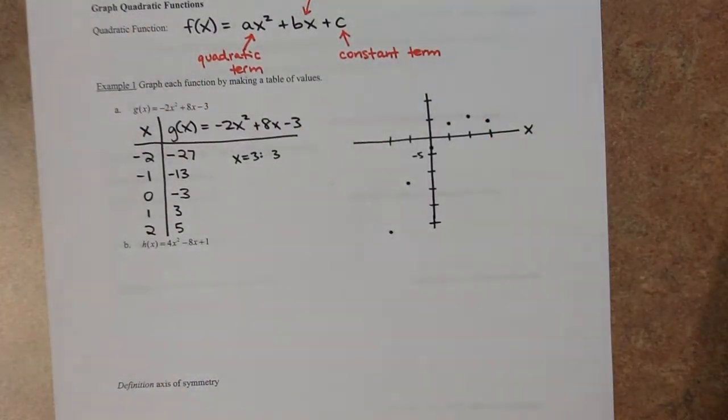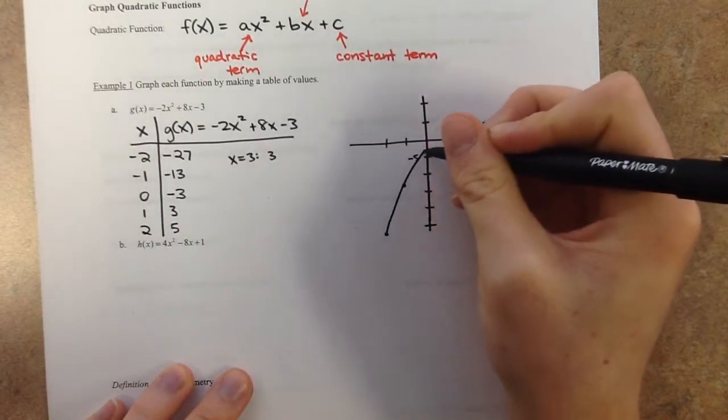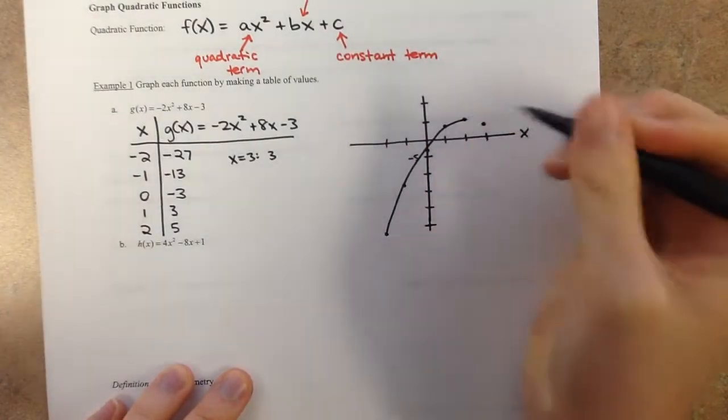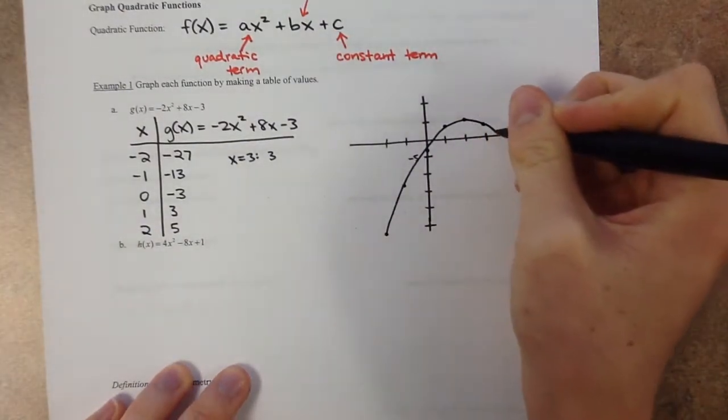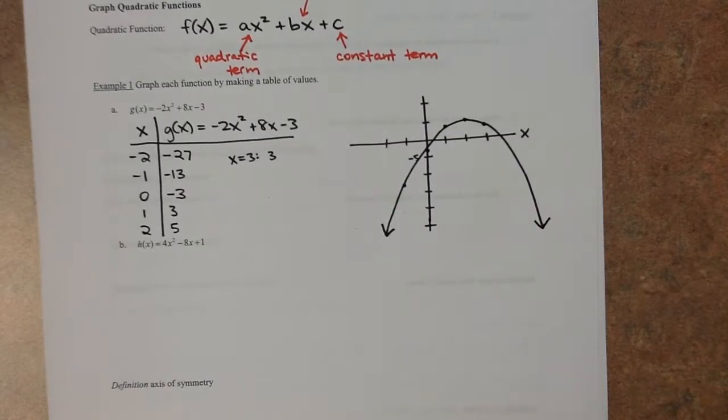So now we can start to see the shape that it's going to take. So it comes up like this, goes through all these points, hits its high point, and then it starts to turn around. So we can just kind of symmetrically show what that parabola is going to do. So there's our graph. And again, that's called a parabola. That's the graph of a quadratic function.